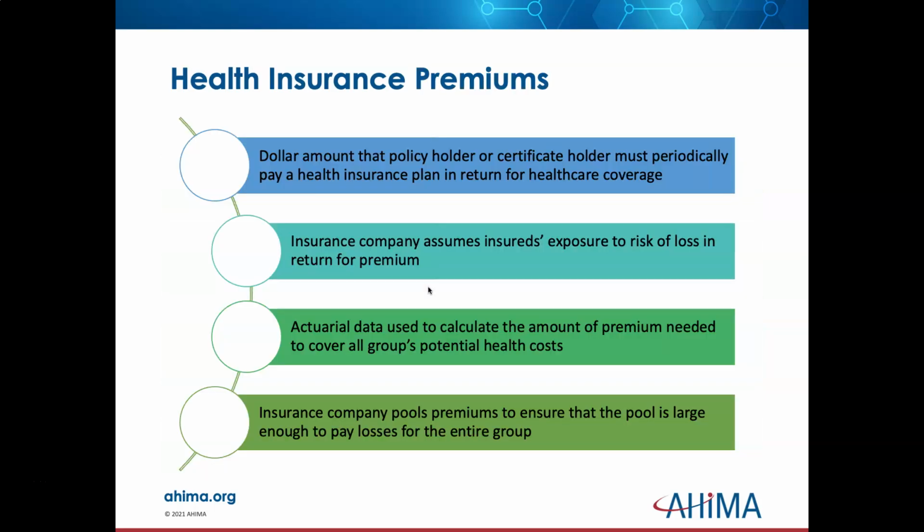Health insurance premiums. It's a dollar amount that the policyholder or certificate holder must periodically pay a health insurance plan in return for healthcare coverage. The insurance company assumes the insured's exposure to risk of loss in return for the premium. Actuarial data is used to calculate the amount of premium needed to cover all the group's potential health costs. That's why you want to have that broad risk pool. Insurance company pools premiums to ensure that the pool is large enough to pay losses for the entire group. That's why they like to have those young, healthy individuals as much as possible to offset maybe those that are older or those who have chronic diseases that they know are going to use quite a bit of healthcare cost.